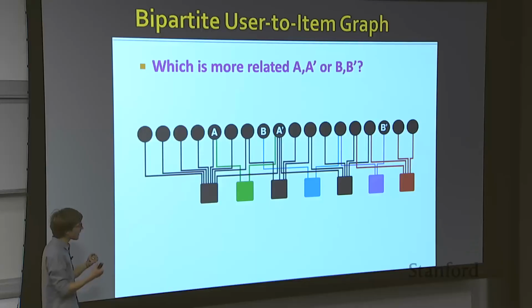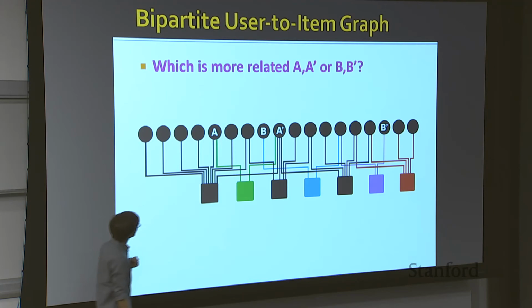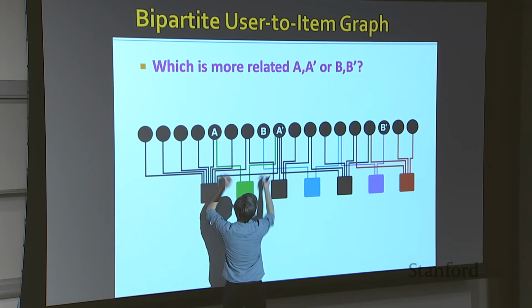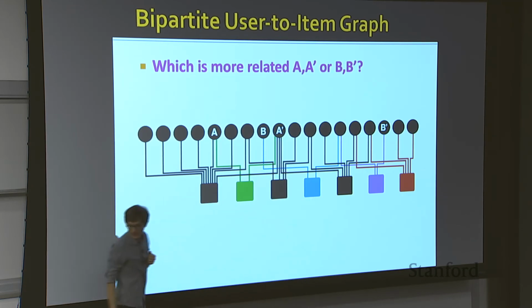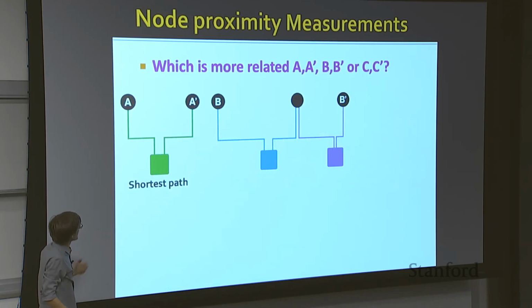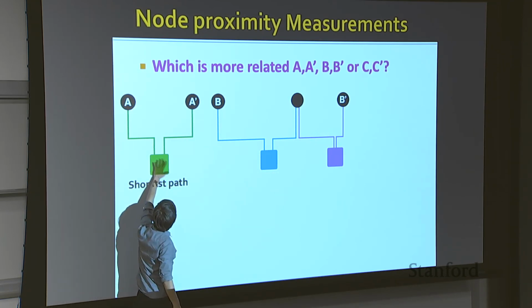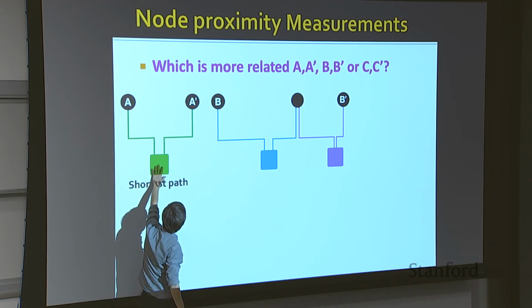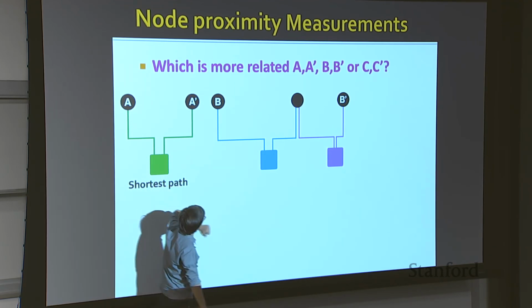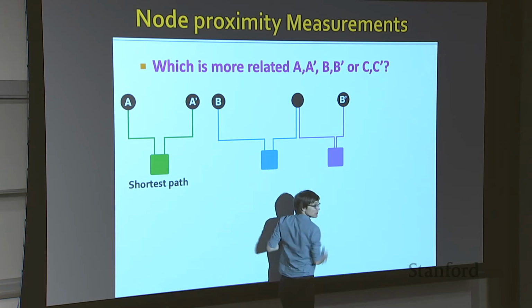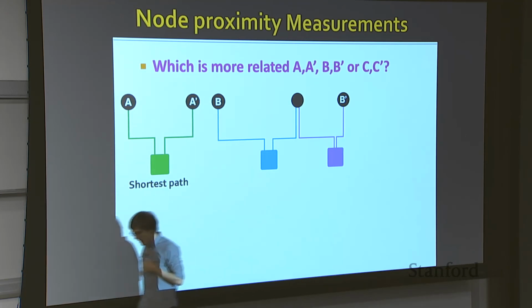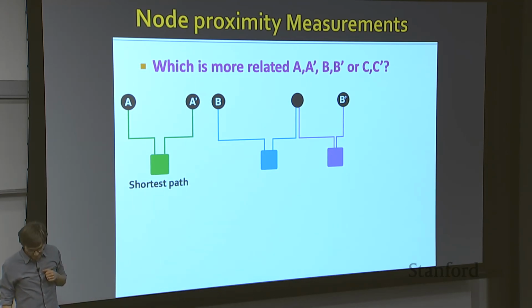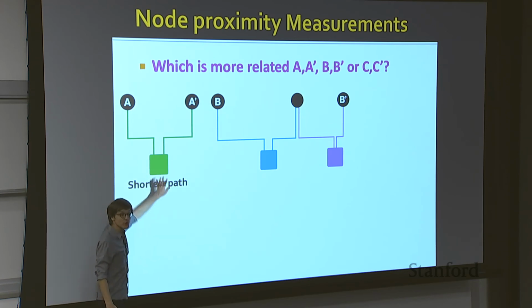So the question becomes, if I want to find items that are related, I could ask, are items A and A prime more related than B and B prime? How would you compute that? Let me just take out the subgraphs of A prime and B prime. You would say A and A prime are 2 hops away. There is one user in between, but between B and B prime there are 2 users in between. So A and A prime should be more related than B and B prime. So you could say, let's use shortest paths.